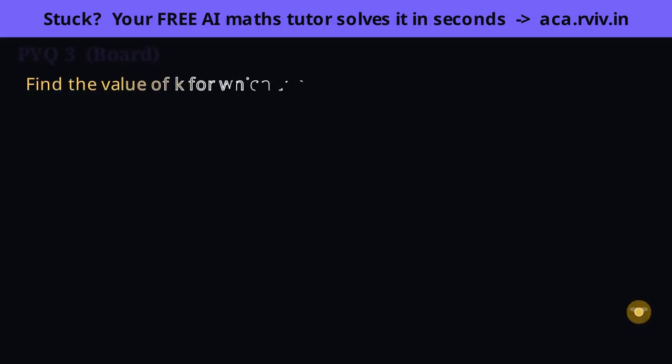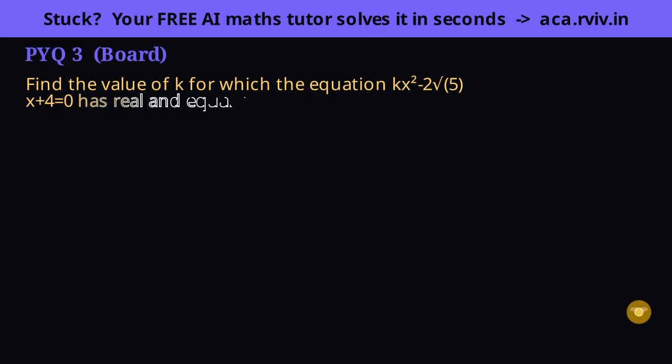Real and equal roots means the discriminant is zero. The phrase, real and equal roots, is our trigger. It means the discriminant is exactly zero, and that becomes our equation for k. Read off a is k, b is minus 2 root 5, c is 4.